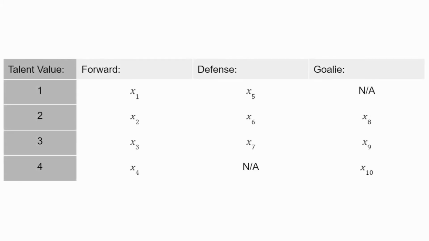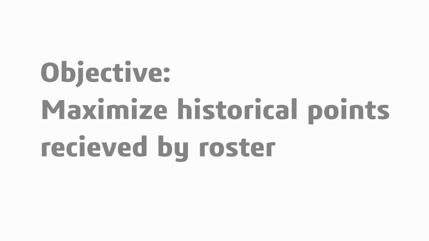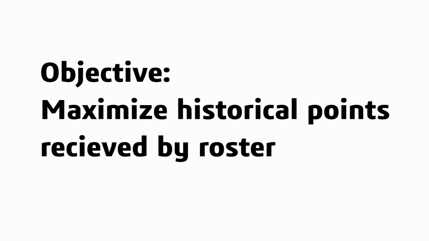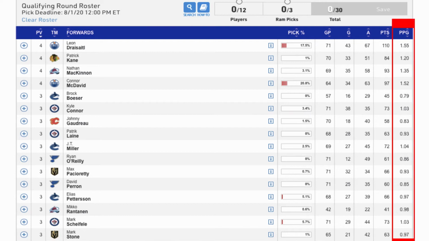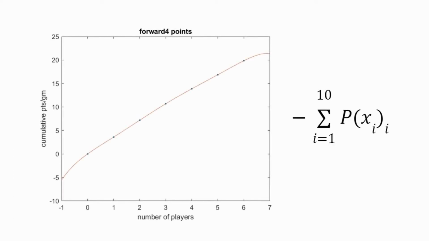I assigned a variable to each type of player based on the position and assigned talent value, which would indicate how many players should be chosen from each category. For the objective function, I chose to maximize the amount of points received by players historically, which was conveniently provided by Sportsnet in their fantasy points per game statistic. This required me to create a polynomial regression model for each category of player, since we needed a mathematical function, not a discrete list of data points.